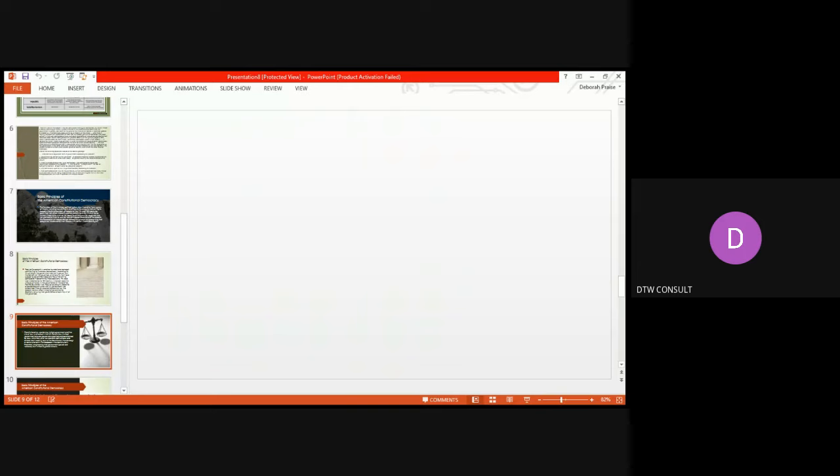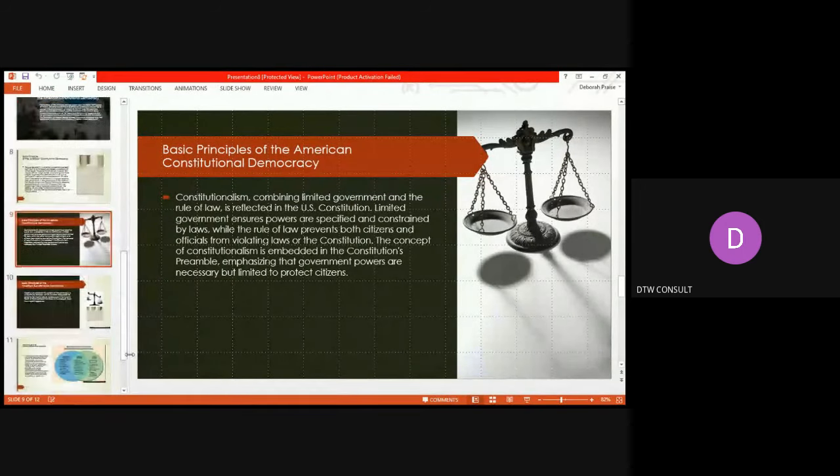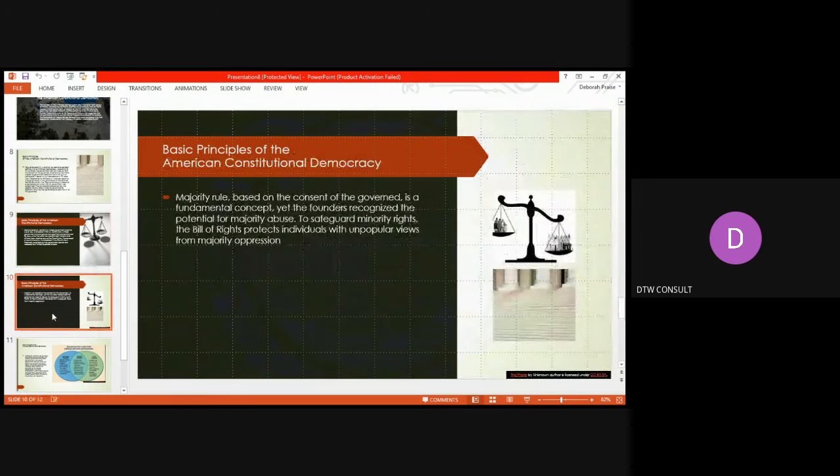So I have mentioned two things. I mentioned number one, popular sovereignty, and then I talked about constitutionalism, which has to do with the fact that every action of the government and every action of the citizens are regulated by what is in the Constitution. Okay.